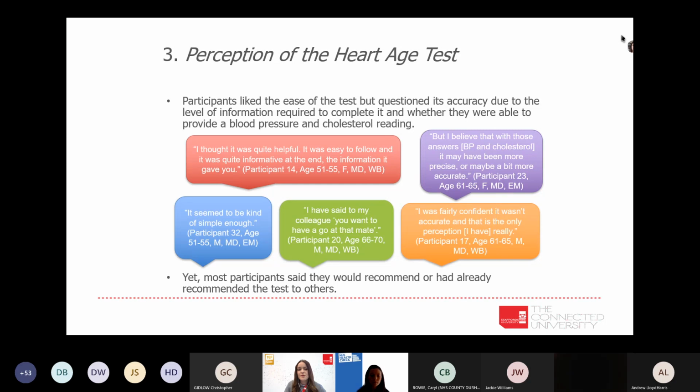But despite this, the majority of participants would recommend or had already recommended the test to others. So for example, the green bubble: "I've said to my colleague, you may want to have a go at that, mate." So it's just suggesting that even though participants had concern about some aspects of the test, they did see some benefit in using it and they would recommend it to others.